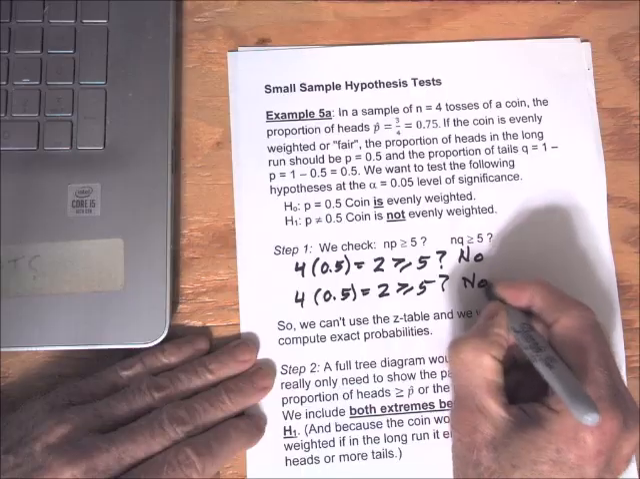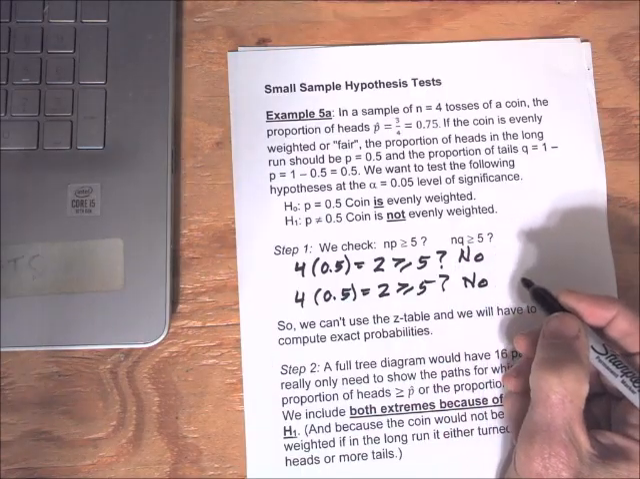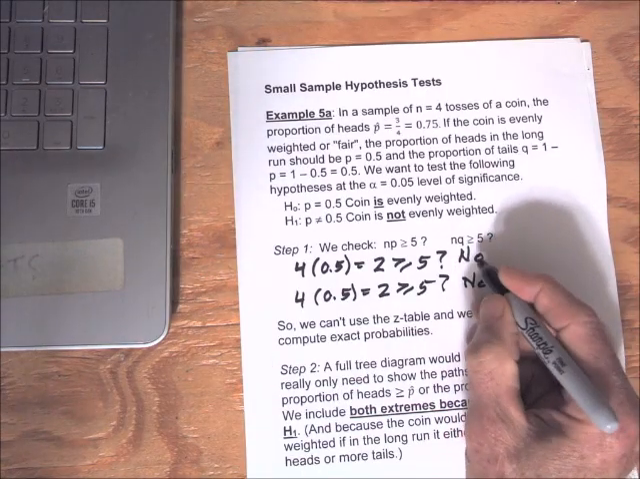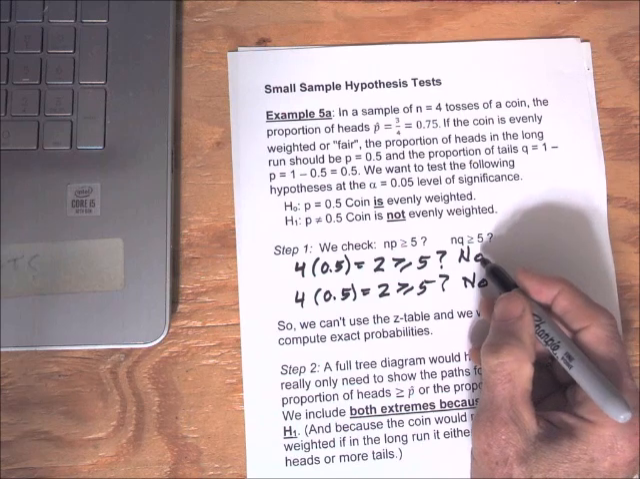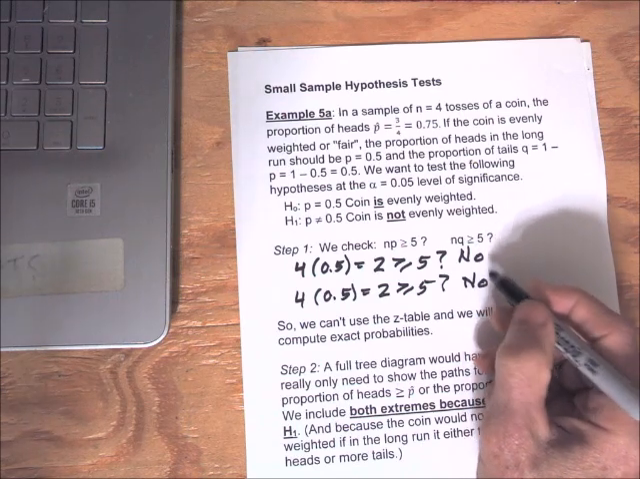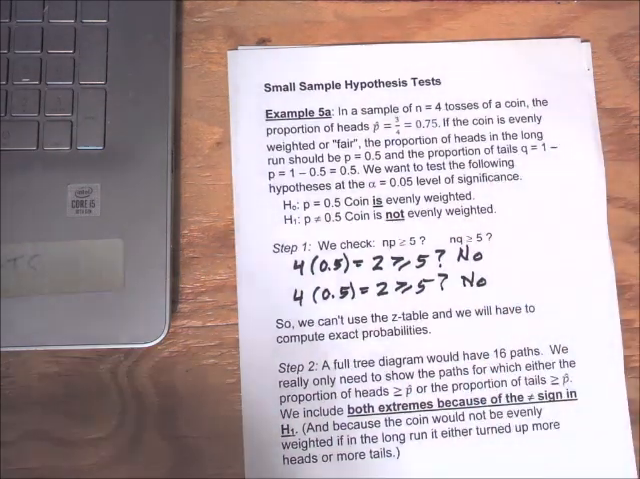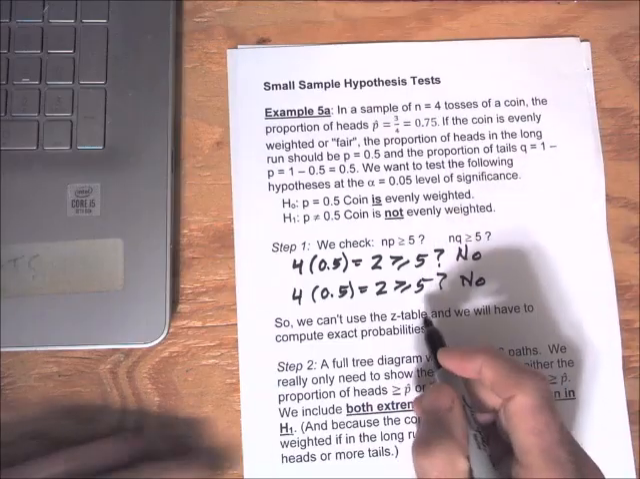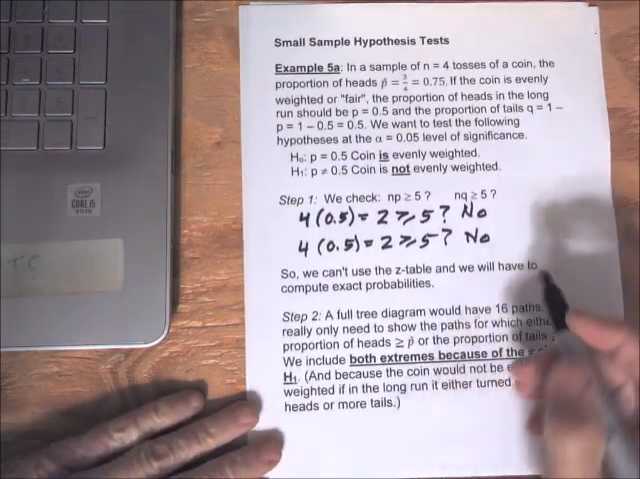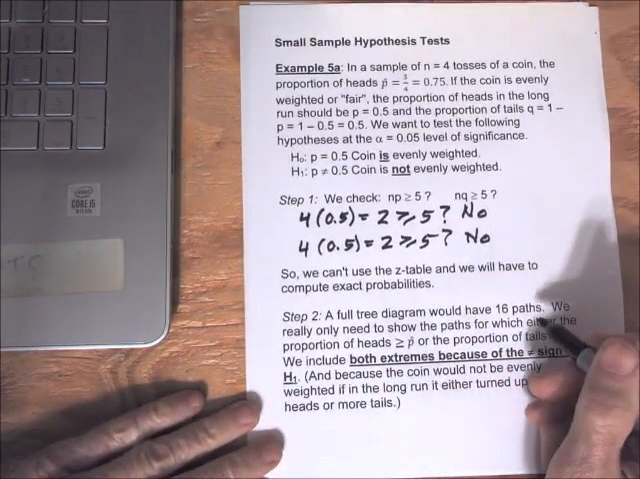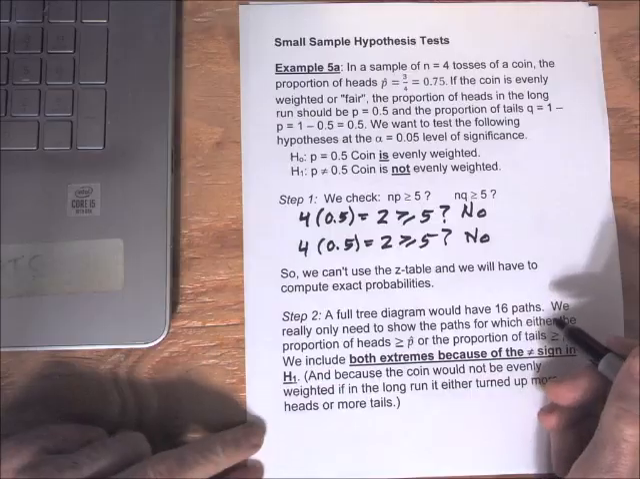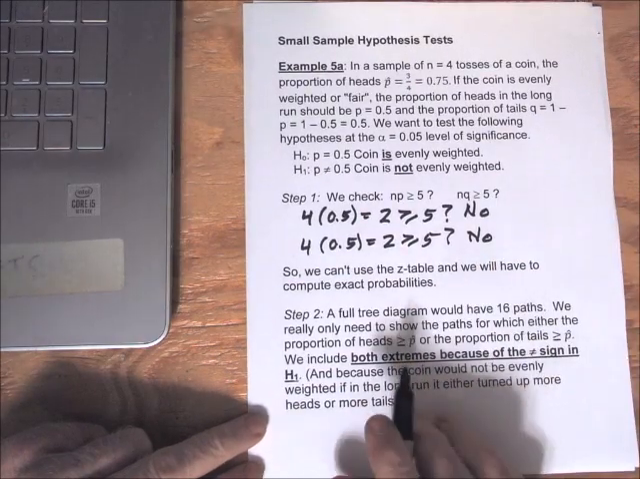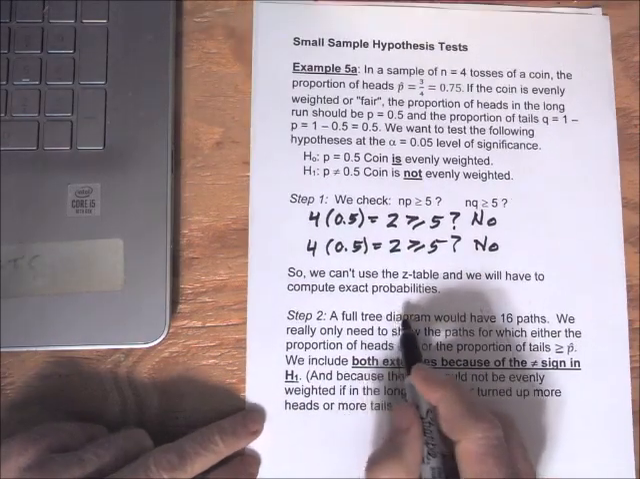Okay, so in order to use the z-table, we need 2 yeses here. We have 2 no's. So a yes and a no is not going to work. A no and a yes is not going to work. We need 2 yeses before we could use the z-table. So we'll have to use the exact binomial probabilities, and so we'll use a tree diagram to do that.